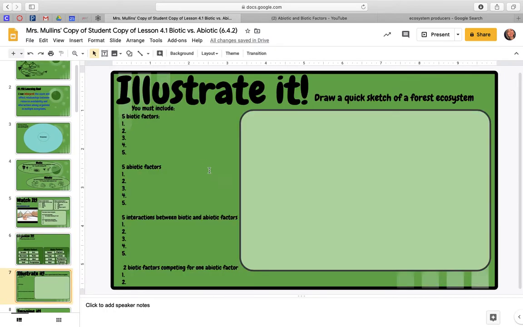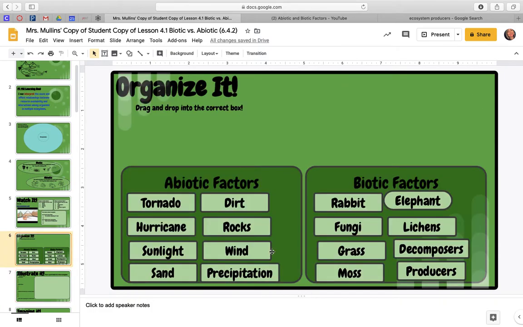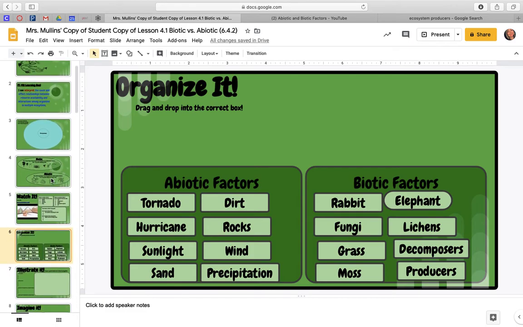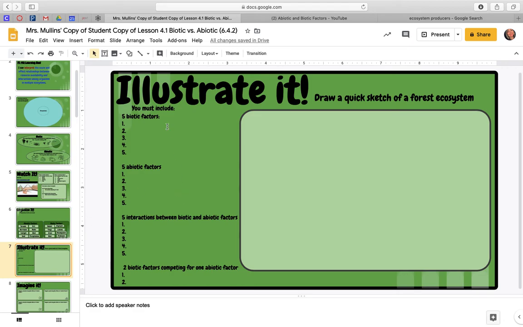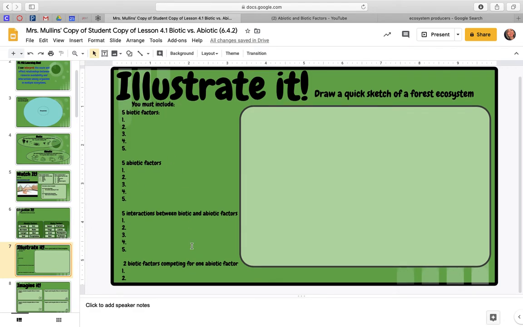Now Illustrated, I'm not going to do with you here, but I asked you to draw a quick sketch of a forest ecosystem. And then I wanted you to draw inside of that 5 living things, 5 non-living things, and you can go back to all these slides to give you examples of those to help you know what's living versus non-living. So if you drew the sun, that would be abiotic. If you drew plants, that would be biotic. So 5 and 5. And then again with the interactions, I wanted you to draw 5 interactions between biotic and abiotic factors.